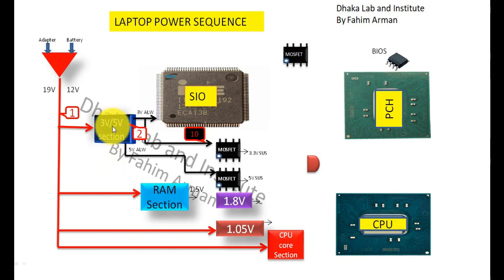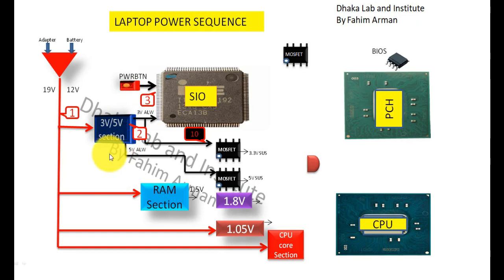Then the 3 volt 5 volt section or standby section will start working. First 3 volt always will go to SIO, and 3 volt always will go to that MOSFET, and that MOSFET also starts working, and 5 volt always will also pass from this 3 volt 5 volt section, then 5 volt always will go to that MOSFET.